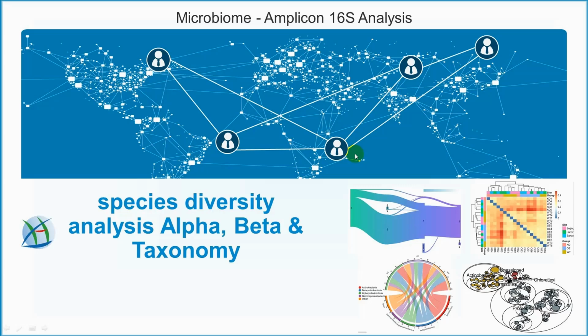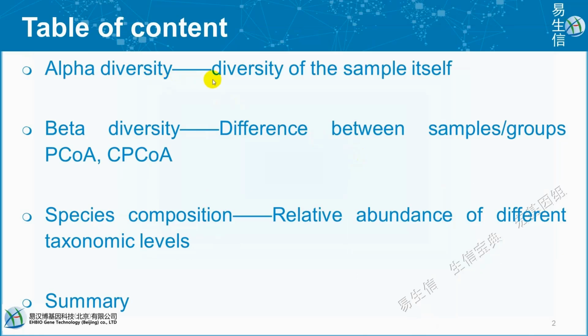In this video, we are going to explain species diversity analysis: alpha, beta, and taxonomy. Alpha diversity is the diversity within a sample. Beta diversity is the difference between samples or groups, including PCoA and CPCoA, species composition, and relative abundance at different taxonomic levels.